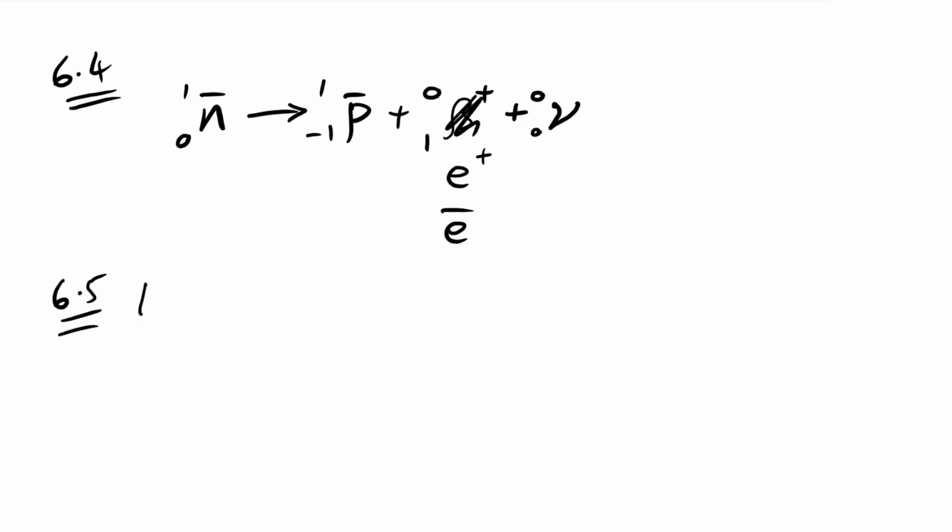6.5, nice and easy one to finish off with. What interaction is responsible? Well, there are leptons involved, so therefore it must be the weak interaction or weak nuclear interaction.